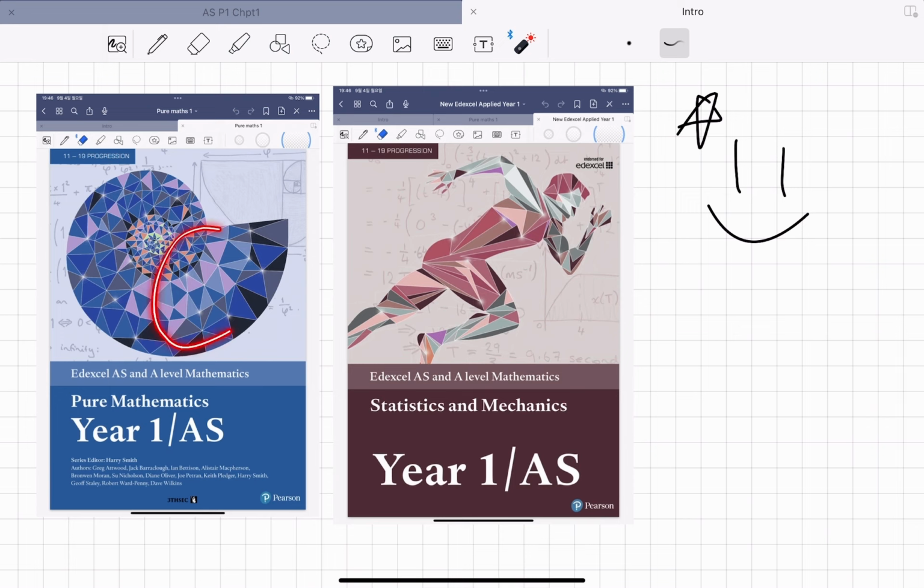So I'm going to use these two books, which are for the UK A level, but don't need to worry about it too much even if you study with different exam boards, including CIE, AQA, or other qualifications. Because most of the contents are similar.